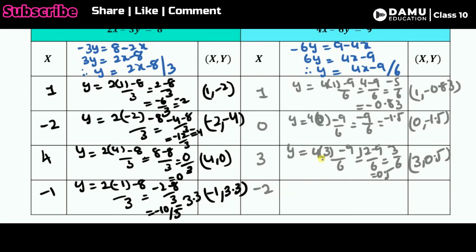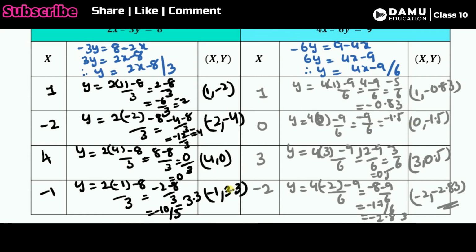Any value, same values we will get. So y will be equal to (4 into minus 2 minus 9) by 6. So minus 8 minus 9 by 6. What answer we will get? Minus 17 by 6. So 17 by 6 we will get as 2 point something, therefore minus 2.83. So let's take it as minus 2 comma minus 2.83. So these are the points. Like this we have to find the solutions.